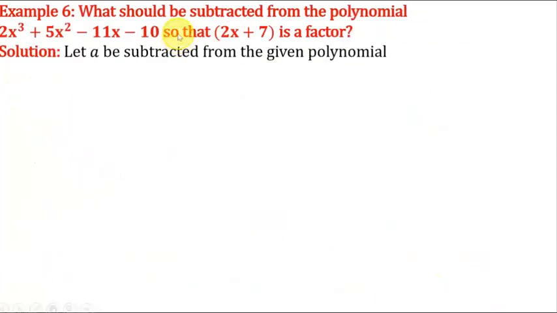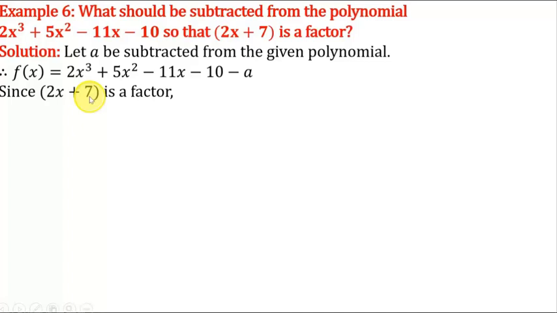Next question. What should be subtracted from the polynomial 2x cubed plus 5x square minus 11x minus 10 so that 2x plus 7 is a factor? Okay, let a be subtracted from the given polynomial. First of all, the polynomial f of x is equal to 2x cubed plus 5x square minus 11x minus 10. a is subtracted.